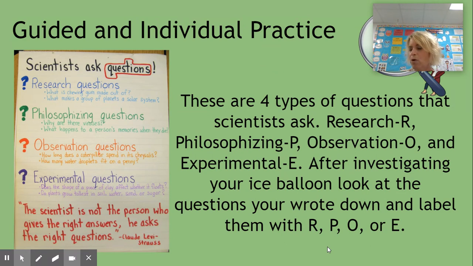So go back and look at your question. If it's a research type question, this would be an example of a research question. I'm getting my questions glued in my notebook. Let me do that super quick. Then we'll come back. Okay, so if it's a research question like this, what is chewing gum made of? Could I look that up? Sure. What makes a group of planets a solar system? I could look that up. That's a research type question.